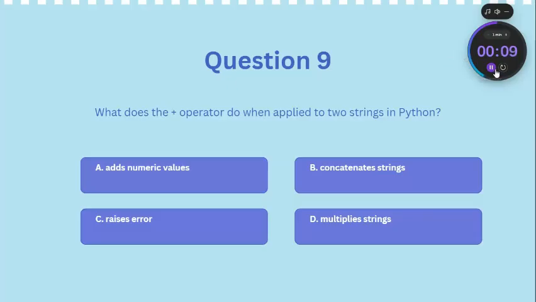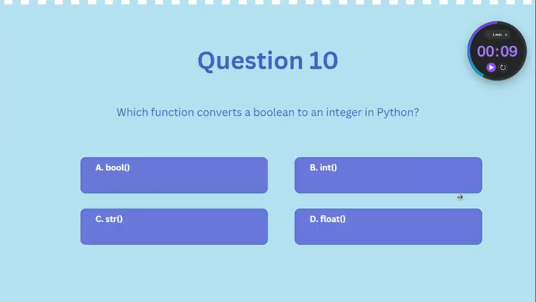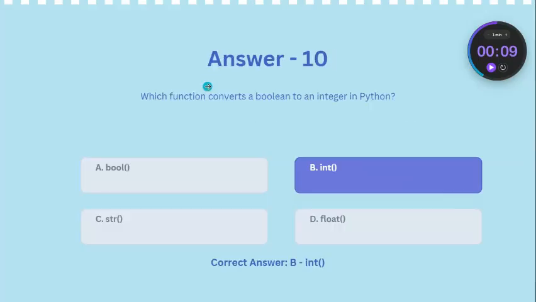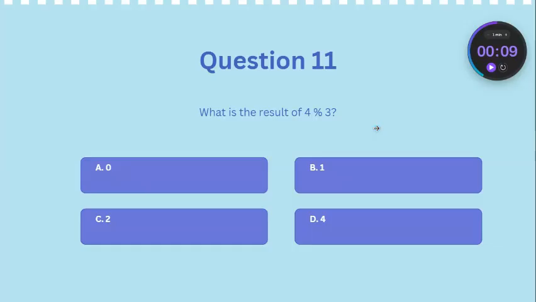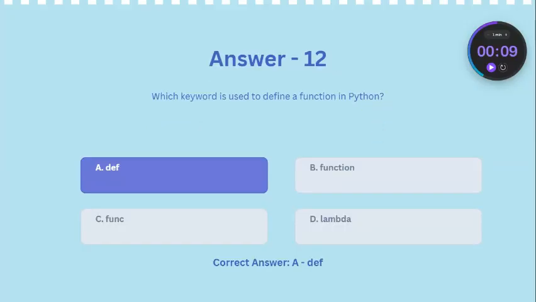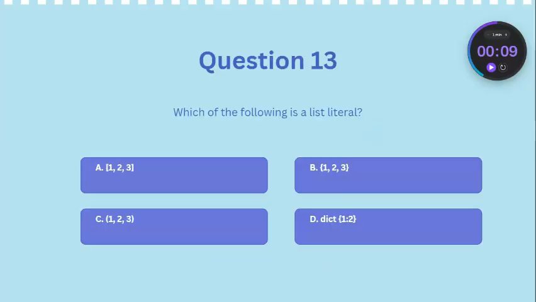Next, we will do a rapid fire round. You can just read the question and take the answer. Which function converts a boolean to an integer in Python? int converts it. What is the result of 4 percent 3? It's 1. Which keyword is used to define a function in Python? def is used. We will read this next in classes. I have not taught this yet, so I am just giving it.